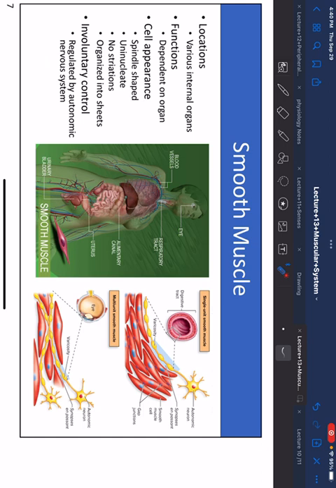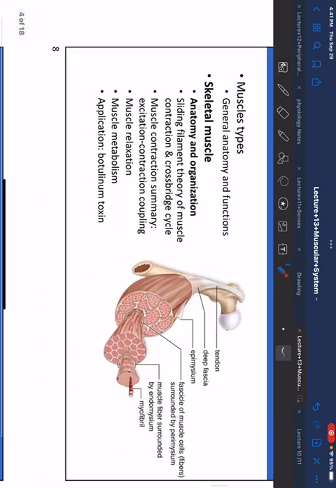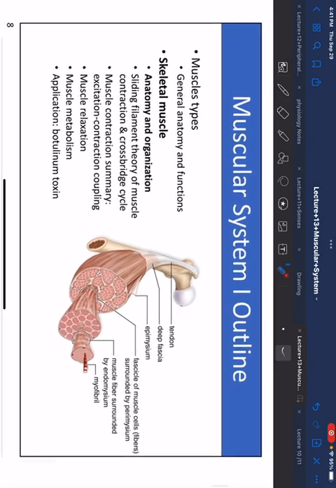So those are your three muscle types: skeletal muscle, smooth muscle, and cardiac muscle. You'll look a little bit more at these three muscle types in lab. But for the rest of today and this lecture, we're just going to focus on the skeletal muscles. We'll look at their anatomy a little more in depth, and then we'll describe their physiology to allow for muscle contraction and muscle relaxation.